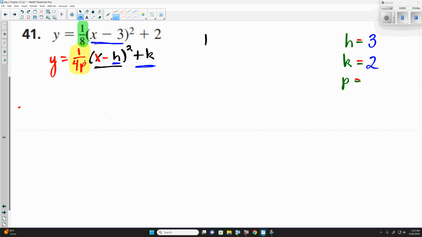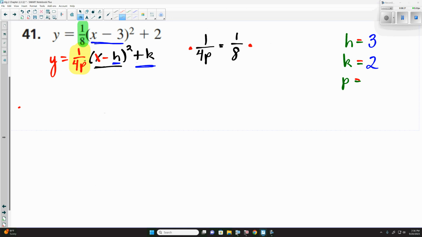So our 1 over 4p, whenever we plug whatever the value p into it, we should get 1 over 8. So our 1 over 4p is going to equal our 1 over 8. Questions on how we set this up? So really, whenever we're finding the value of the vertex, axis of symmetry, or focus, to find the value of p, we're going to set that 1 over 4p equal to whatever the number is in front of the parentheses, in front of that variable being squared.